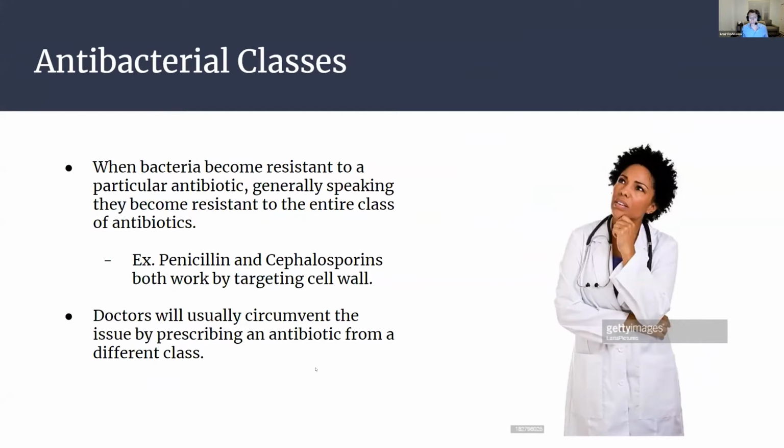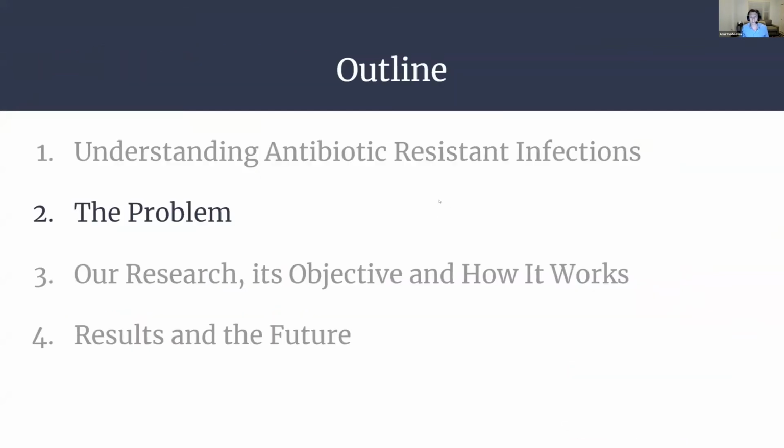Doctors, when presented with an antibiotic-resistant infection, will usually prescribe a different type of antibiotic from a different class in order to circumvent the issue. Here I pictured a doctor who seems to be lightly nervous, because every time he or she treats a bacterial infection, they become slightly nervous: what if the bacteria become resistant to other classes of antibiotics? Which leads us to the problem.